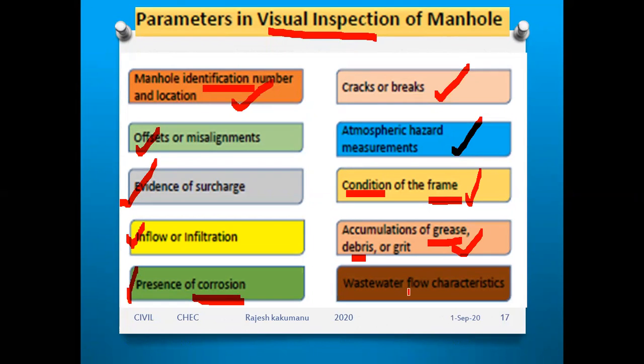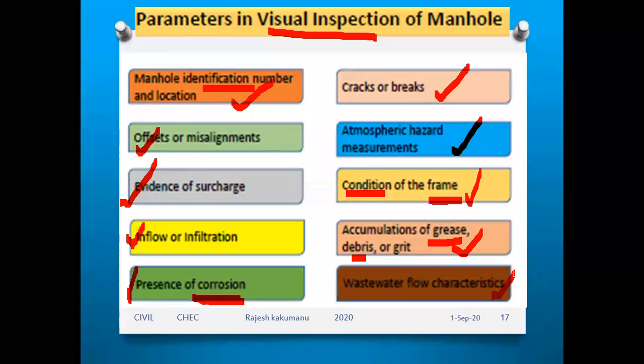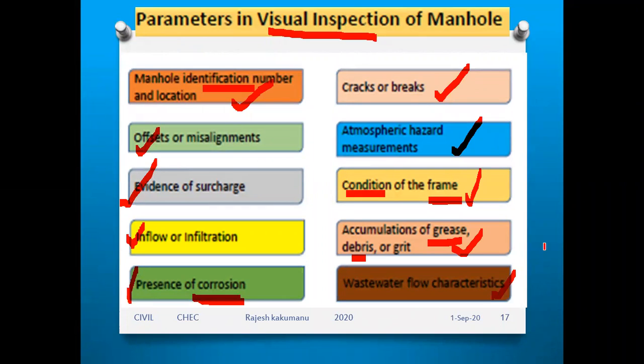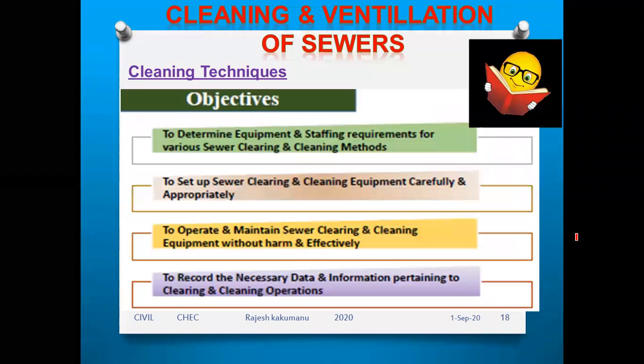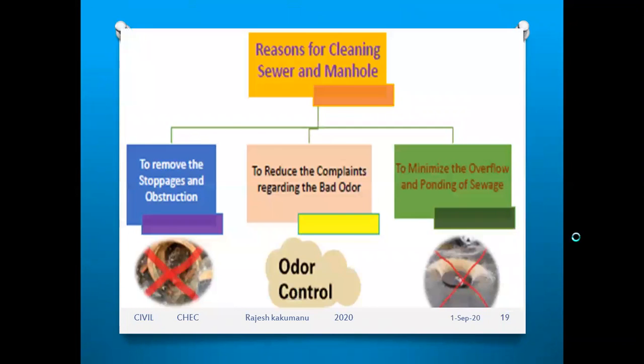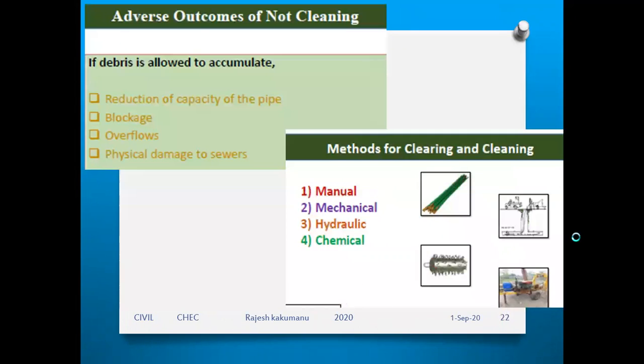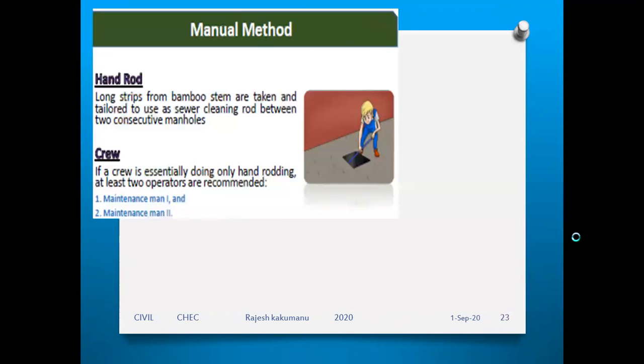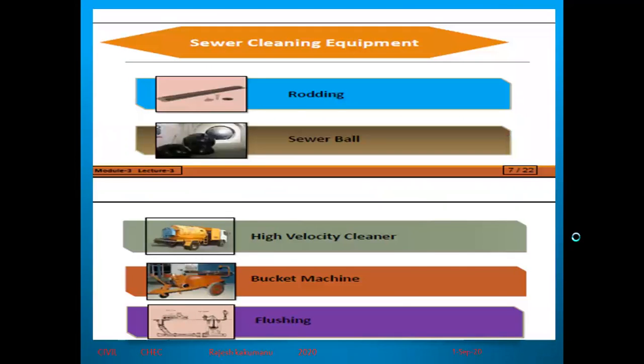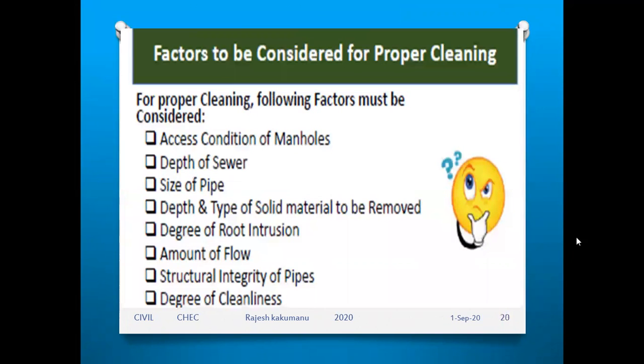Next, wastewater flow characteristics. We have to see the characteristics of the wastewater. Next, cleaning and ventilation of sewers. The next topic is cleaning and ventilation of sewers. So you have some of the factors to be discussed at this point. And the time is running short here. Okay, I'll just give the introduction of the cleaning and ventilation.